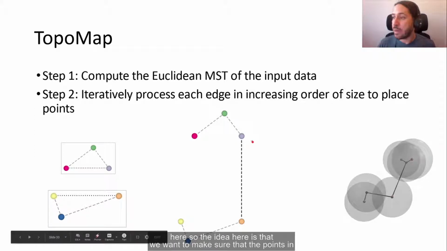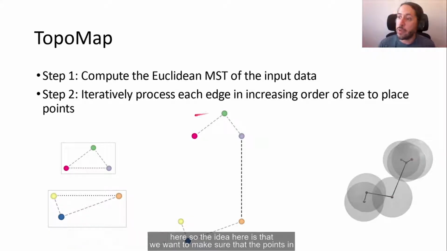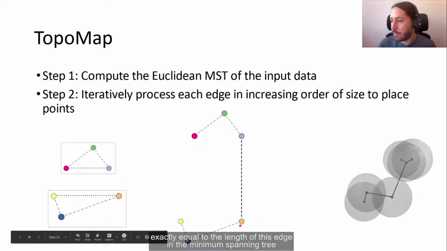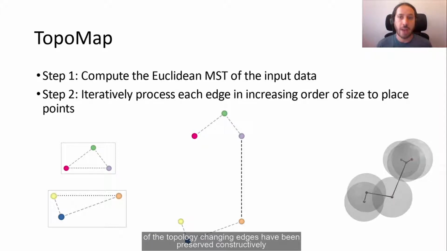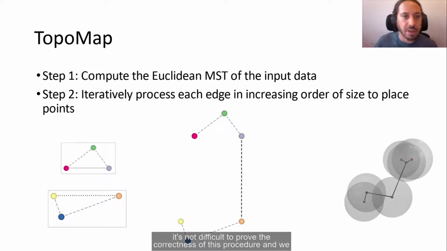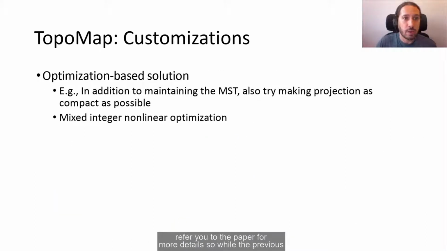So the idea here is that we want to make sure that the points in this convex hull and this connected component are at a distance in 2D that is exactly equal to the length of this edge in the minimum spanning tree from the points in this component. So with this, we obtain the projection of our 6 points in 2D, for which the length of the topology changing edges have been preserved constructively. And it's not difficult to prove the correctness of this procedure, and we refer you to the paper for more details.